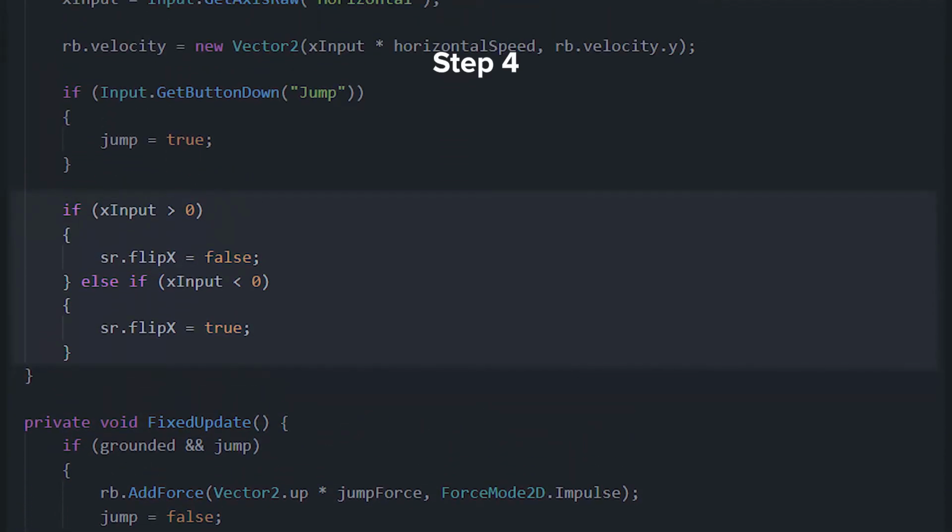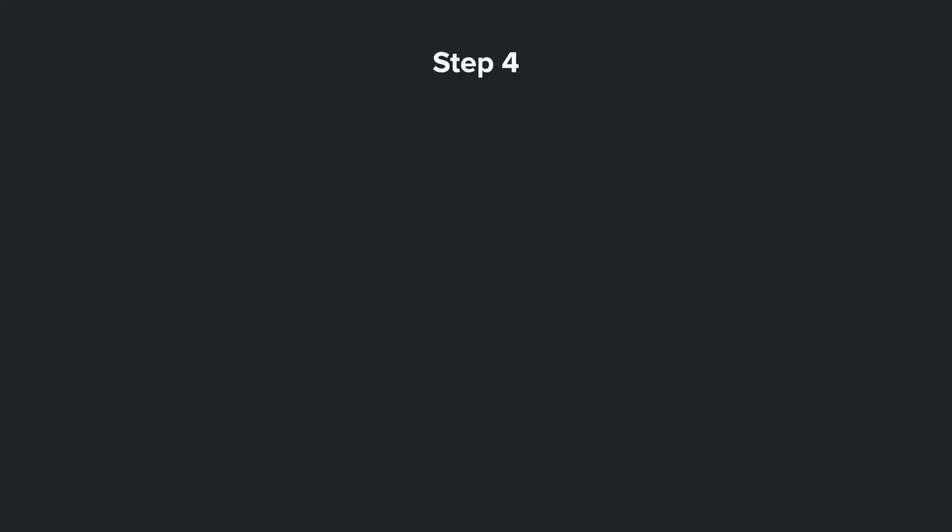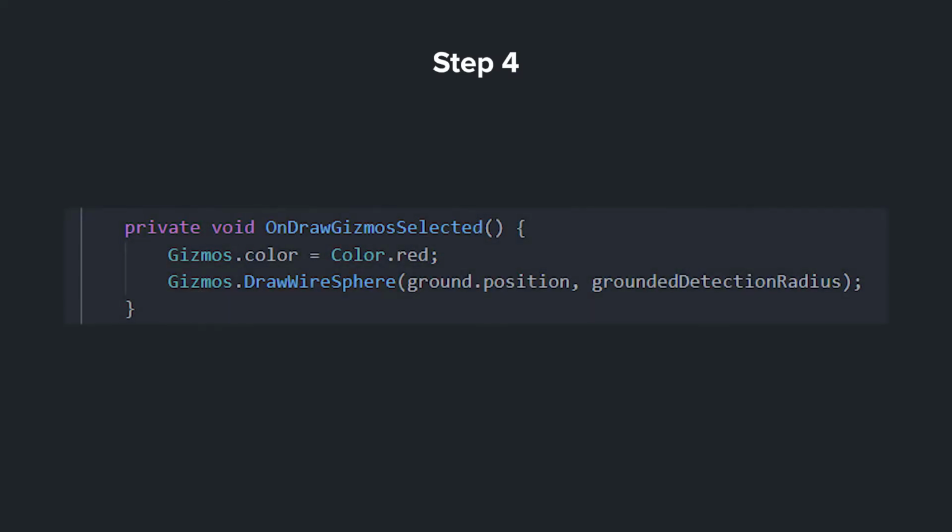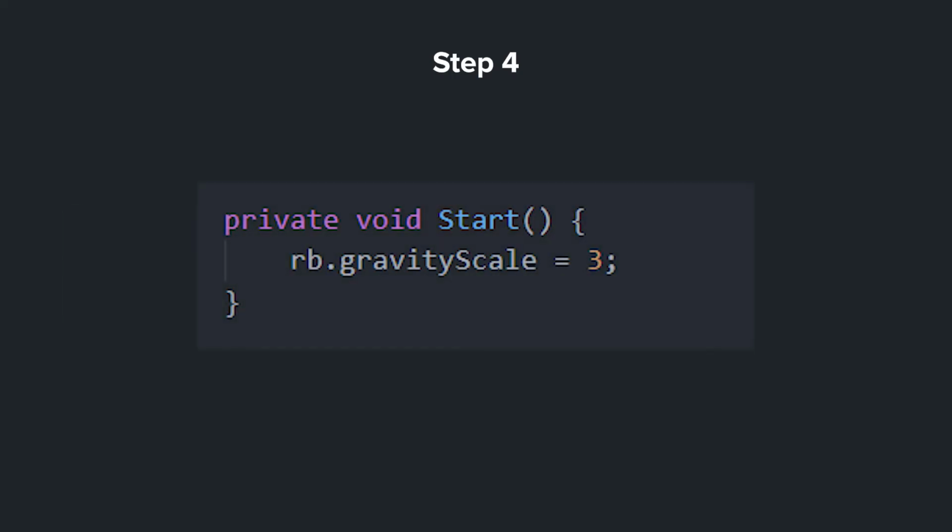Make sure that the character is facing the direction it's going towards using the handy SpriteRenderer.flipX bool. For extra convenience, add the OnDrawGizmosSelected function with Gizmos.DrawWireSphere inside to add a visual hint when tweaking the ground check radius. Finally, I'll increase the gravity scale property in the Start method that multiplies Physics.gravity by its value for extra tightness.